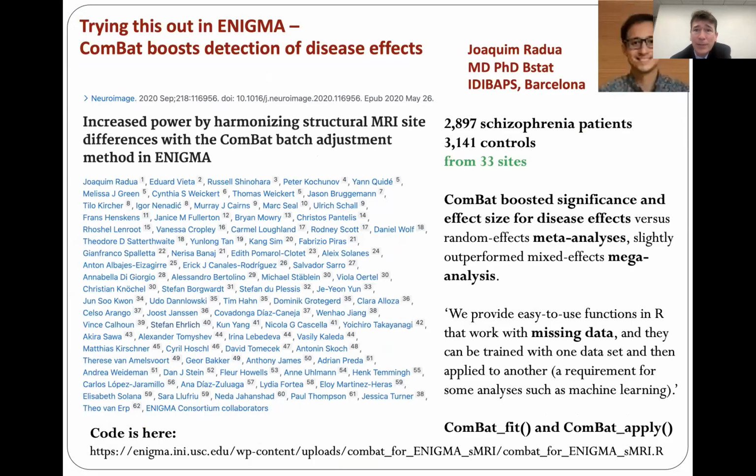So we tried this in ENIGMA. So Joaquim Radua, who's shown here, looked at schizophrenia patients and controls, how big the disease effect is, in this case on cortical morphometry, the thickness of gray matter in the cortex. And he found that using ComBat boosted the significance and also the effect size of the disease effects because it eliminated some confounding variants, the effects of site and scanner. And he also improved the basic ComBat with new and easy to use functions that cope with missing data, and also let you run ComBat on a training data set and apply it to another data set, which is an independence requirement in machine learning.